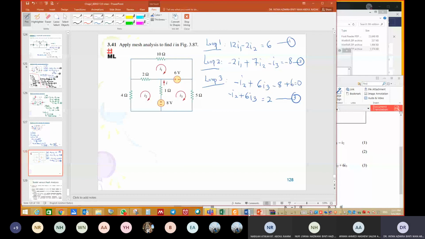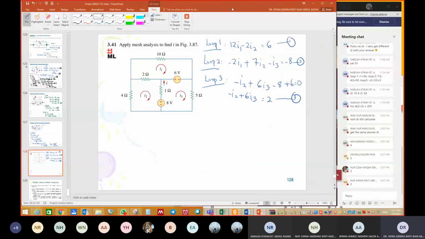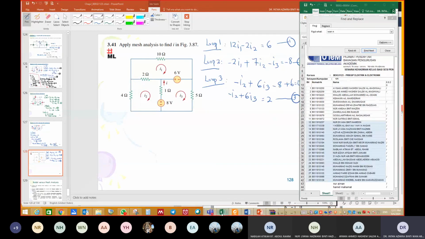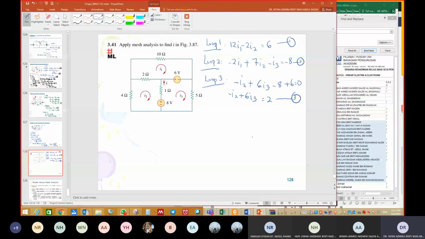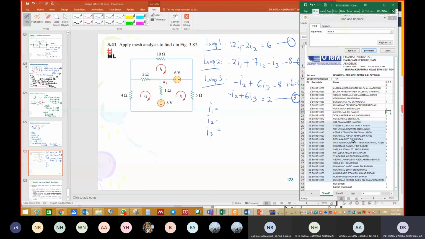Okay, class. Now use my equation here to find I1, I2, and I3. What is I1? What is I2? What is I3? Okay. Hamid Muhammad, give me the value of I1, I2, and I3. Islam.